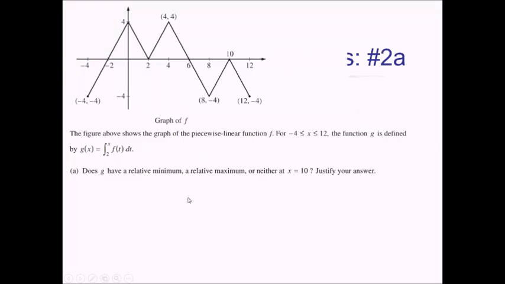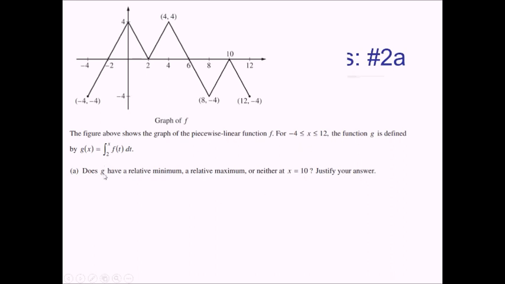For this free response problem, we're given the graph of f, and we're also told that the g function is the integral of f from 2 to x. First task is to figure out if g has a relative min, max, or neither at x equals 10. All right, well, if I want to figure this out and justify it, I basically need to talk about whether g prime is changing sign at x equals 10, and if so, in what direction.